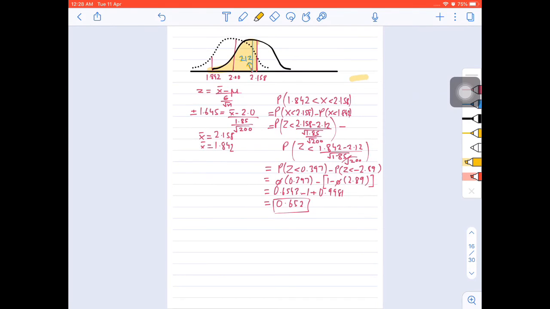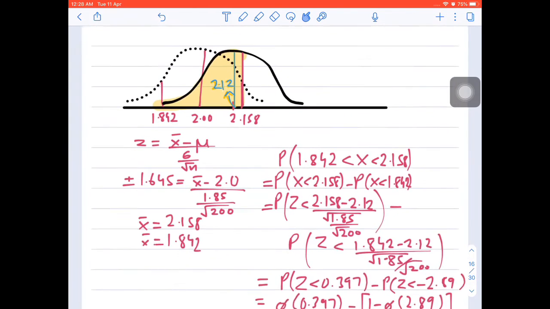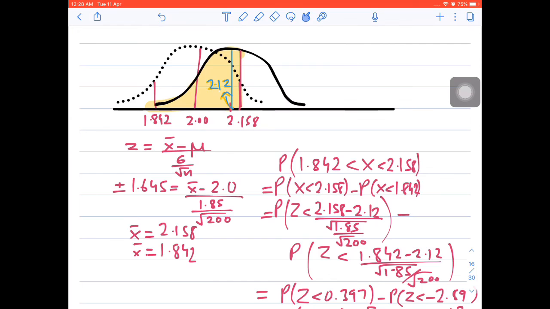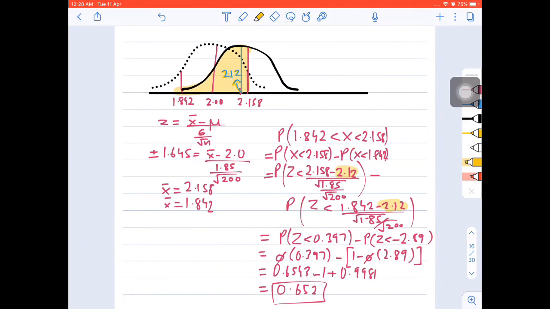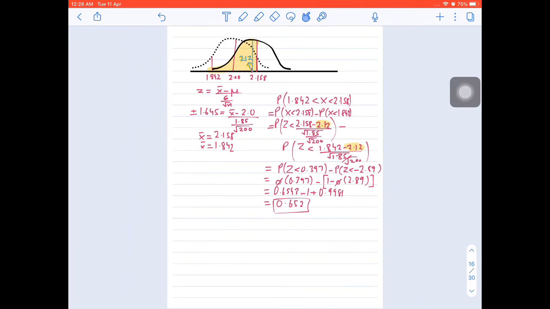Now the new mean was 2.12, so the distribution was shifted towards the right. Now we found the probability of the acceptance region, from 1.842 to 2.158, with respect to this new distribution. In that working we used mu as 2.12, and that was simple normal distribution working. I made a small mistake, but otherwise it was simple. I hope it's clear.